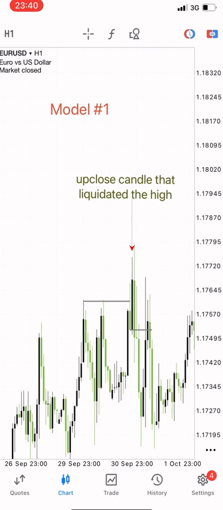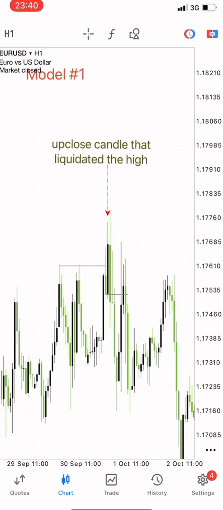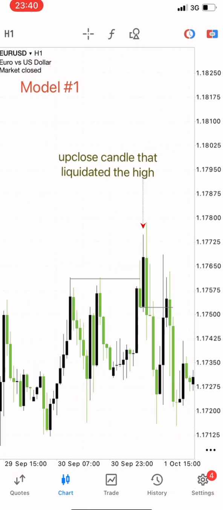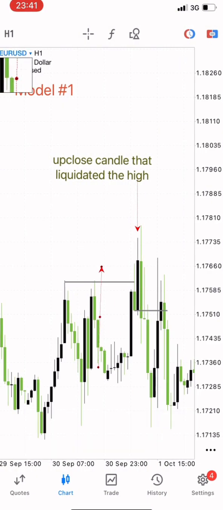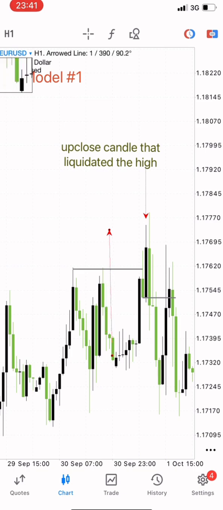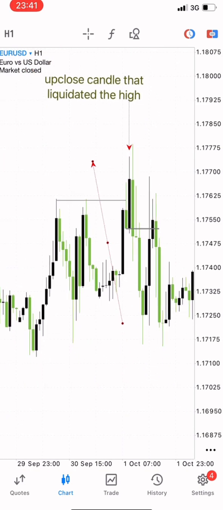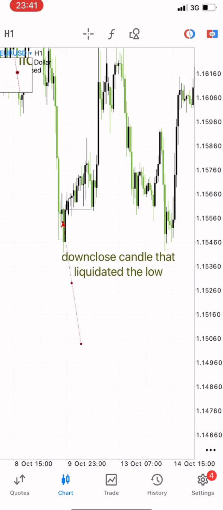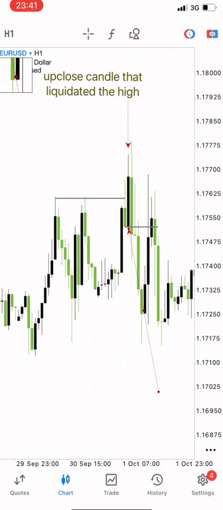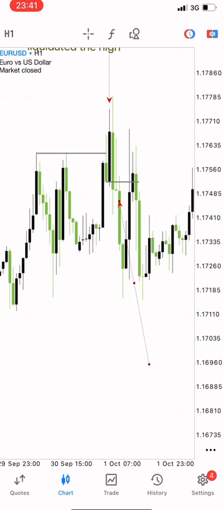Next up you have the famous model number one. Now model number one simply refers to the up close candle that liquidated the high, or the down close candle that liquidated the low. This one specific candle, again, you'll notice this pattern in my speech, which is speaking about one specific candle in each trade.